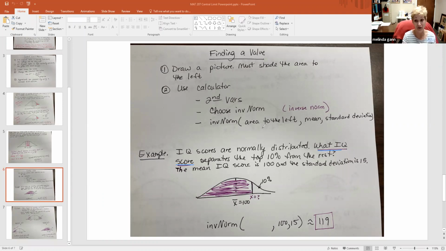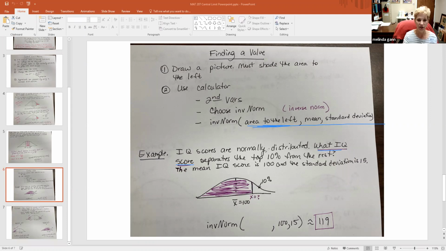Now this time you've got to remember, it wants three things. Now remember back with probability, it wanted four things. On probability, it wanted the left endpoint, the right endpoint, the mean, and the standard deviation. The way the calculator's programmed, it doesn't want endpoints, it wants area to the left. That's why you've got to shade the area to the left, because that's what the calculator wants. And then the mean and the standard deviation.